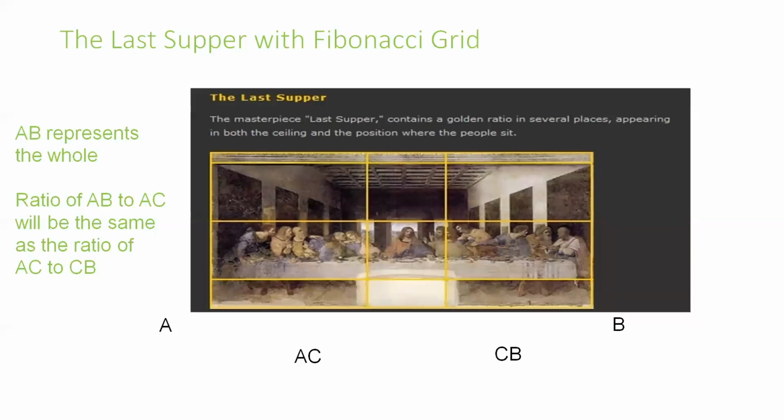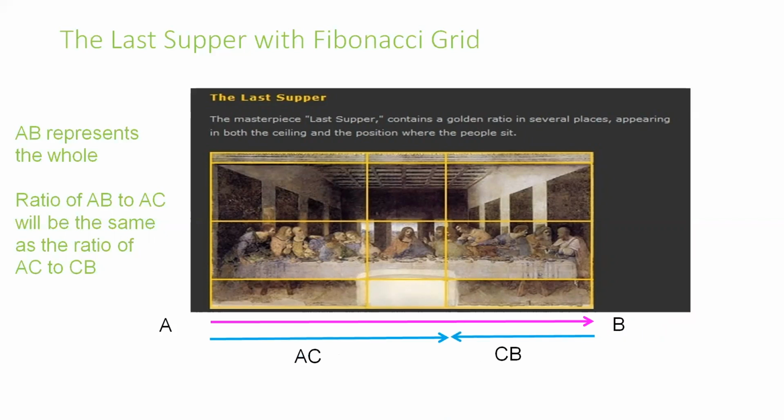And remember those sections that I just showed you? Well, let's take a look at those in this painting. So you have the ratio, AB represents the whole, and the ratio of AB to AC will be the same as the ratio of AC to CB. So we can clearly see that those ratios are present in this beautiful painting.